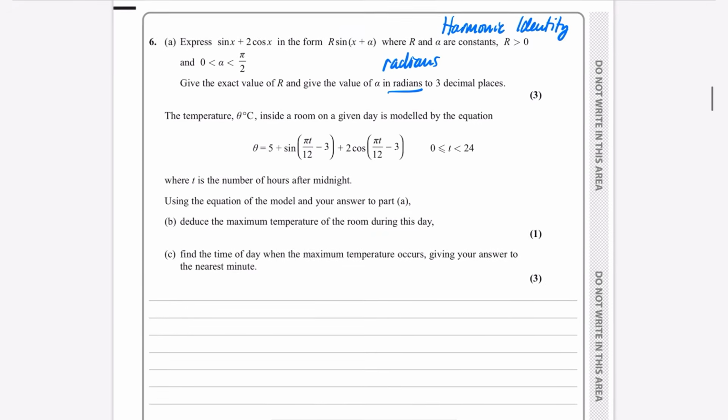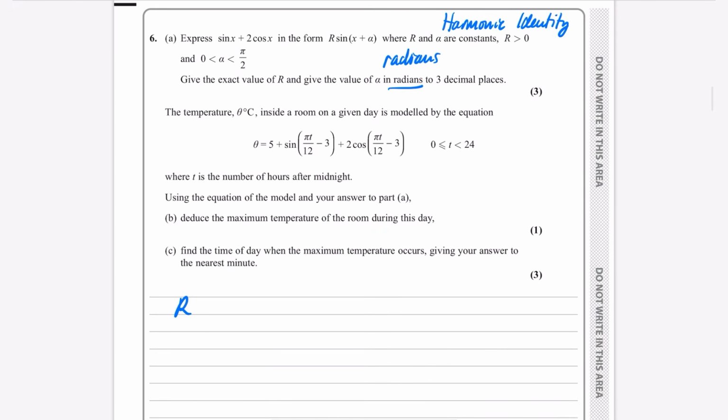I like to sometimes do a slightly longer version. You could go straight to it, but we're trying to get r sine of (x plus alpha). So that is going to be, from the addition formula, r sine x cos alpha plus r cos x sine alpha. So comparing these things together, we can see that the r cos alpha, which goes with sine x, has a coefficient of 1 there. So r cos alpha is equal to 1. Just going to put that down a line.